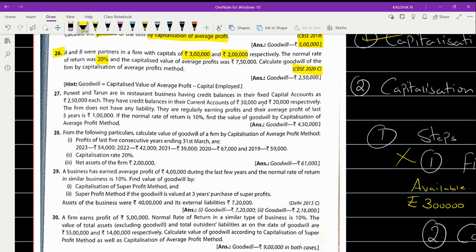Net asset. கரெக்ட், அந்த டவுட்டே வேணாம், நீ கரெக்டாக தான் போகிற. ஓகே, நெட் அசெட்ஸோட இன்ஃபர்மேஷனுக்கான கேபிட்டல் இன்ஃபர்மேஷனை கொடுத்துருக்கான். அடுத்தது என்ன சொல்லியிருக்கான்? த நார்மல் ரேட் ஆஃப் ரிட்டர்ன், NRR கொடுத்துருக்கான். அண்ட் த கேபிட்டலைஸ்டு வேல்யூ ஆஃப் ஆவரேஜ் ப்ராஃபிட். ஸோ வேல்யூ ஆஃப் ஆவரேஜ் ப்ராஃபிட் 7,50,000 சொல்லியாச்சு. Calculate goodwill of the firm by capitalization of average profit method. ஸோ மெத்தடையும் சொல்லிட்டான். கரெக்டா?